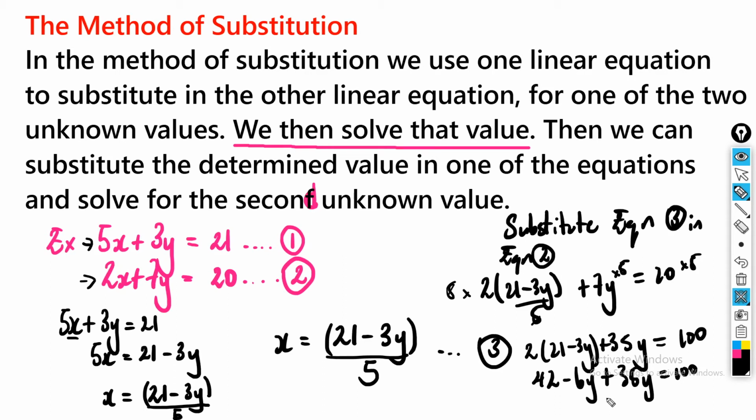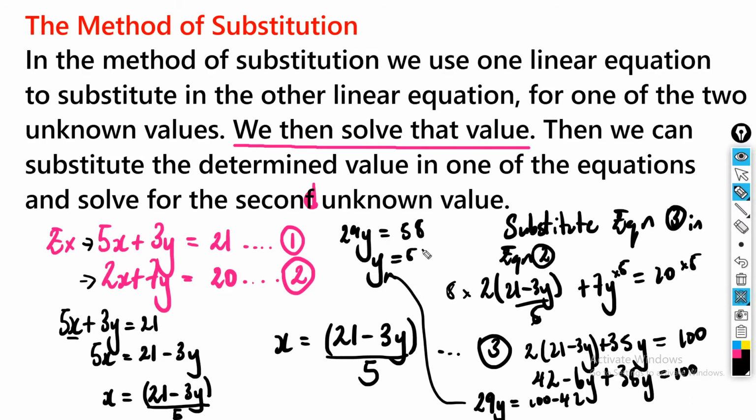And then if I carry the 42 over to the right side, I'm going to end up with 29y is equal to 100 minus 42. So 29y, I'm going to write it up here, guys, would end up being 58. So y is equal to 58 divided by 29, and then y is actually equal to 2. Cool, just like we got earlier in the other equation. So y is equal to 2.